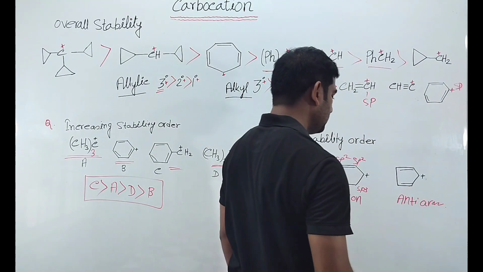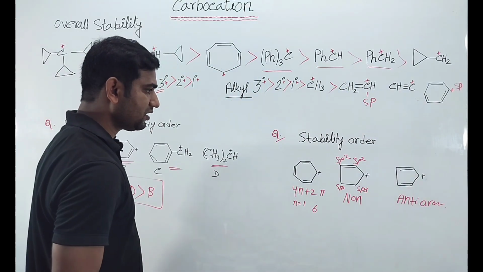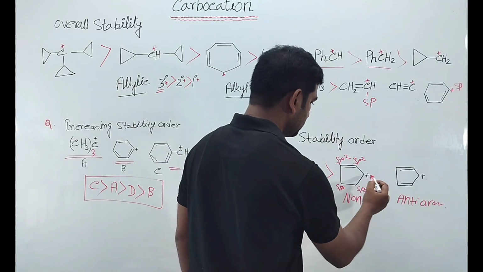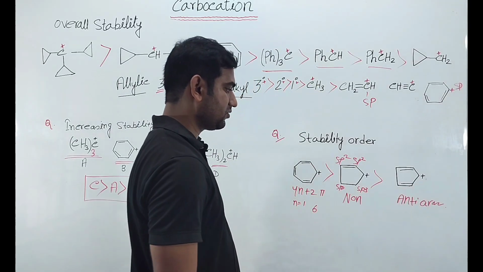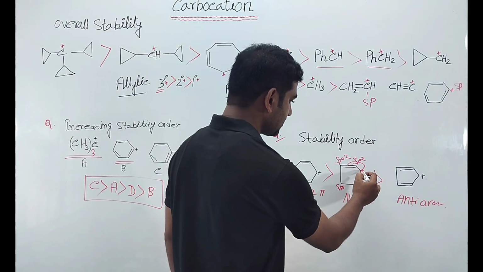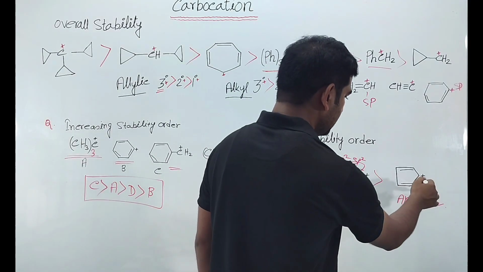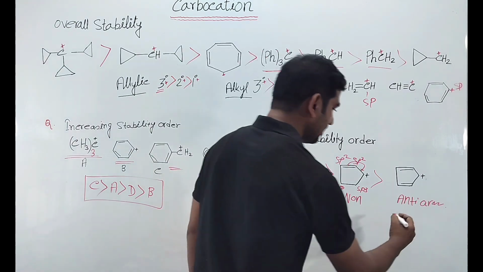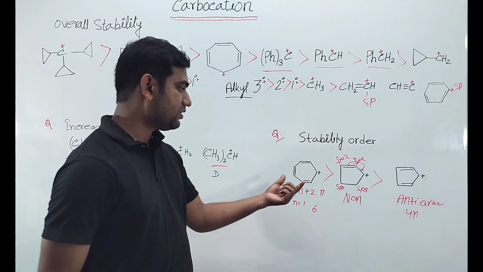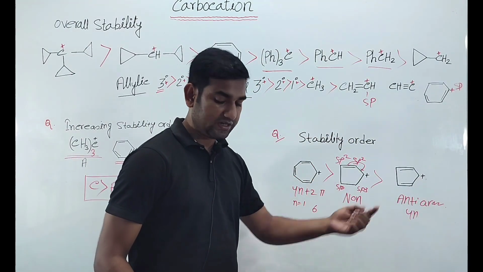So for the anti-aromatic molecule, the first one is more stable, then this one, then the anti-aromatic molecule. This carbocation is stabilized by conjugation, but here is the anti-aromatic molecule, 4n number of pi electrons is there. That's why this is the higher stable, then non-aromatic, then anti-aromatic.